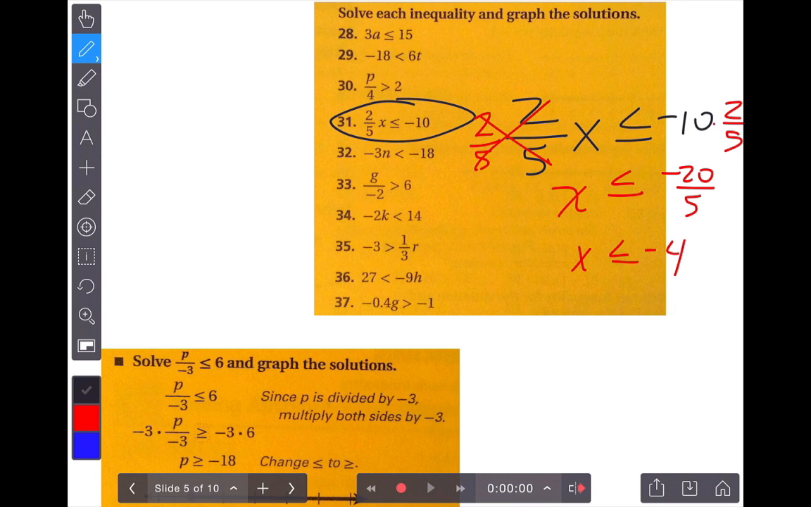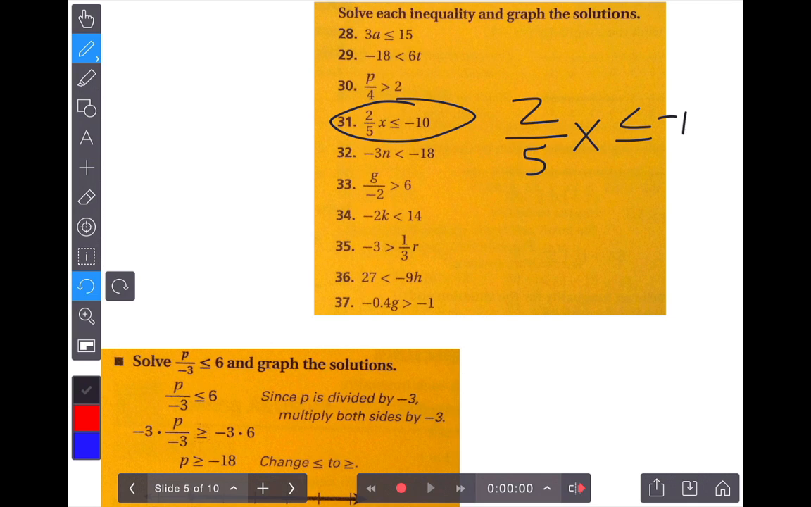Or you can cross reduce. 5 goes into 10 2 times, and negative 2 times 2 is negative 4. So you get the same answer no matter which method you choose. All right, now I'm going to back this up. Let me undo some of those things. All right. Now, let's look at the example that they gave us.